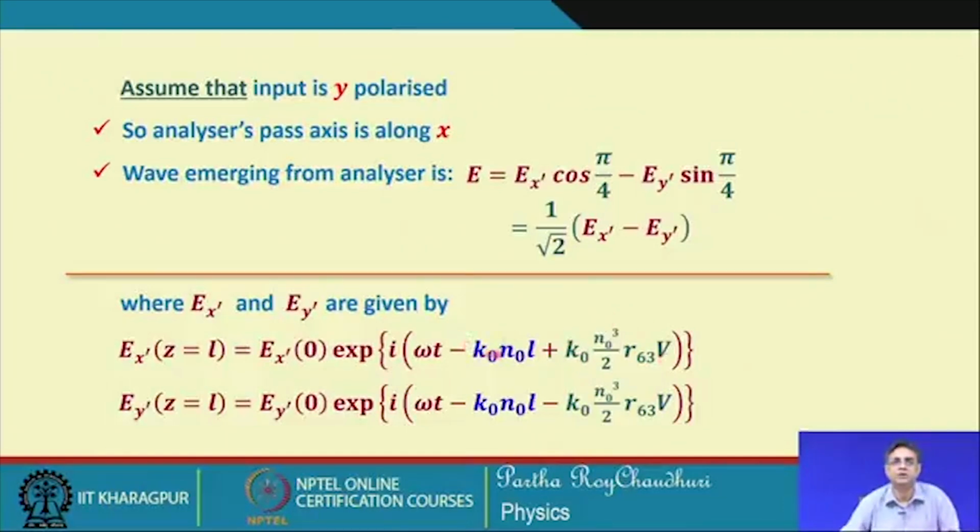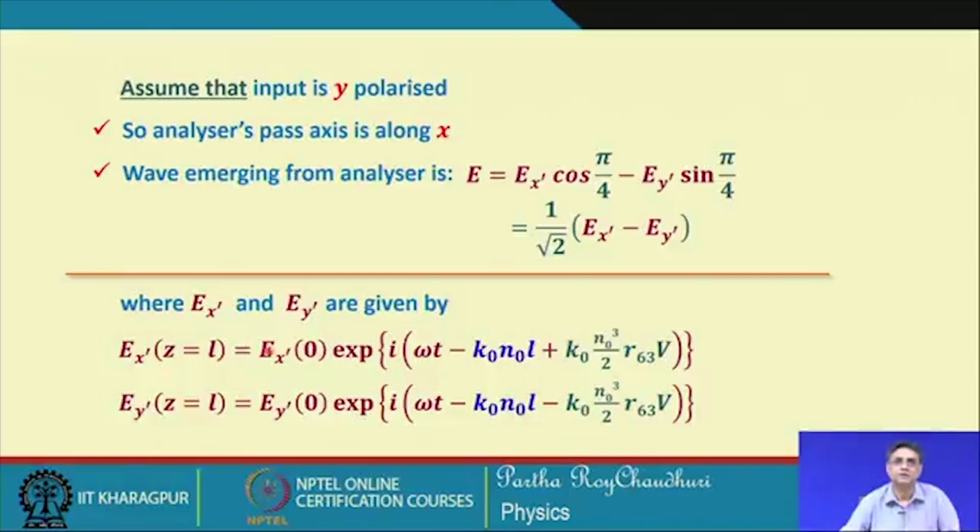So, this is k 0 n 0 L, because you remember that it is equal to n 0 minus n 0 cube by 2 r 63 V, that is the refractive index seen by this x polarized light, and this is n 0 plus n 0 cube by 2 r 63 V. This will be the refractive index, which is not V, it should be V by L. It will be the refractive index seen by the y polarized light when passing through the crystal.